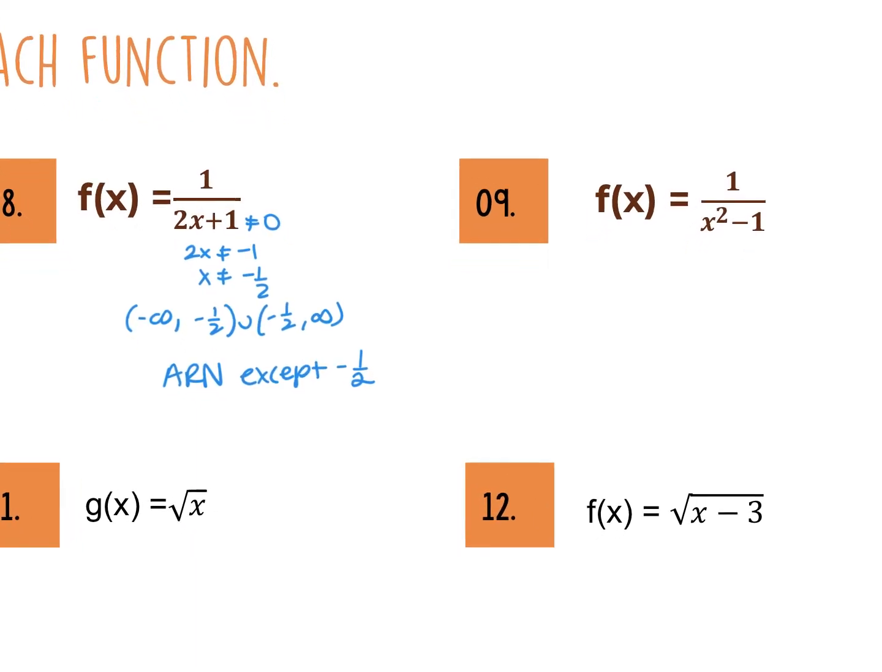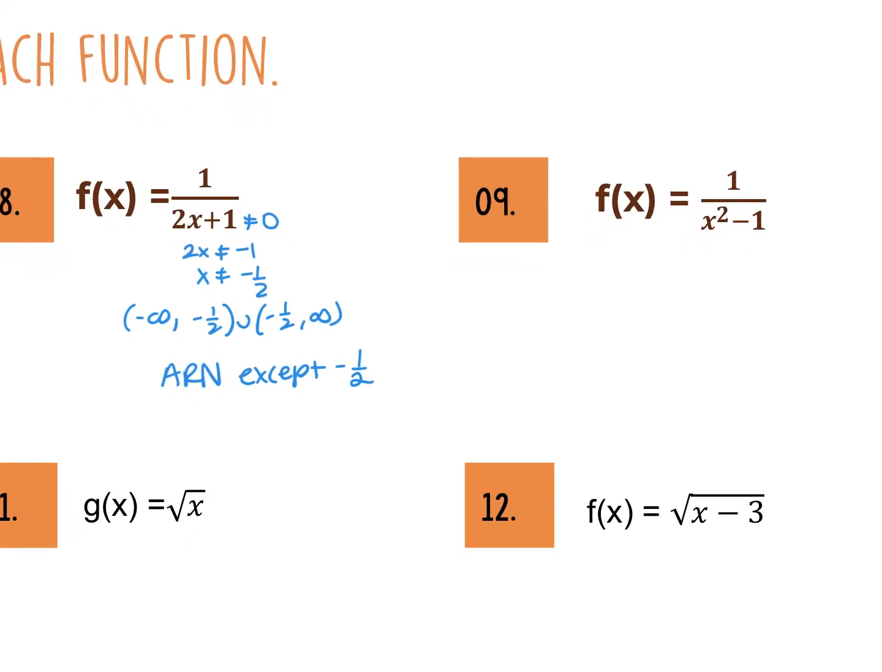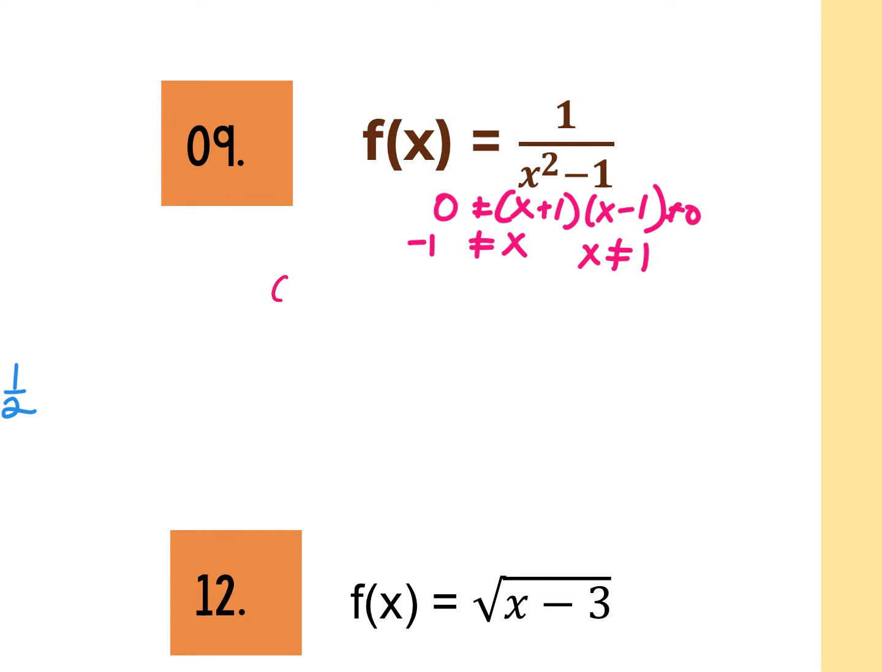For 9, I've got a variable in the denominator, and this time the denominator can be factored. So I would factor out my denominator, x plus 1 and x minus 1, and neither of these can equal 0. So x cannot equal negative 1 and x cannot equal positive 1. So in interval notation, this is going to go from negative infinity to the smaller value, which is negative 1, with a parentheses on it, union the space between these two, which would be negative 1 to positive 1, union the bigger one to positive infinity.